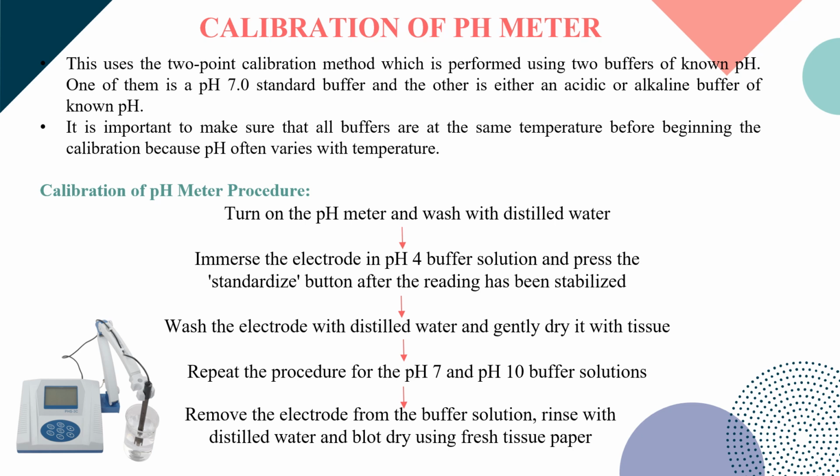So the first step is to turn on the pH meter and wash its tip with distilled water. Then immerse the electrode first in the pH 4 buffer solution and press the standardize button when the reading stabilizes. Then wash the electrode again with distilled water and gently dry it with tissue paper. Then repeat the procedure for pH 7 and/or pH 10 buffer solutions. Now remove the electrode from the buffer solution, rinse with distilled water, and blot dry using fresh tissue paper.